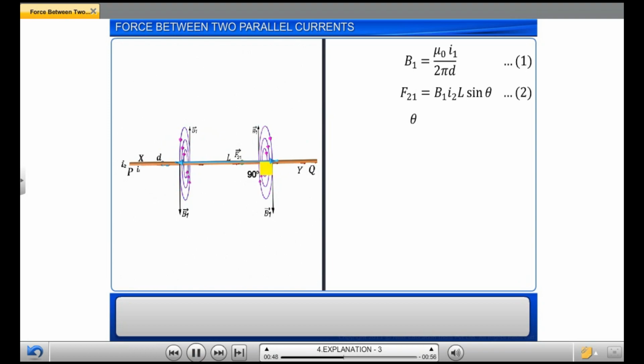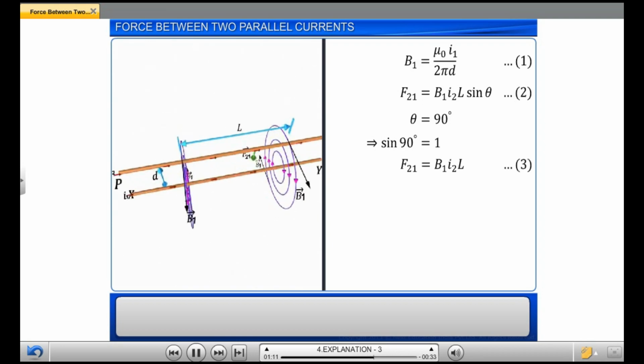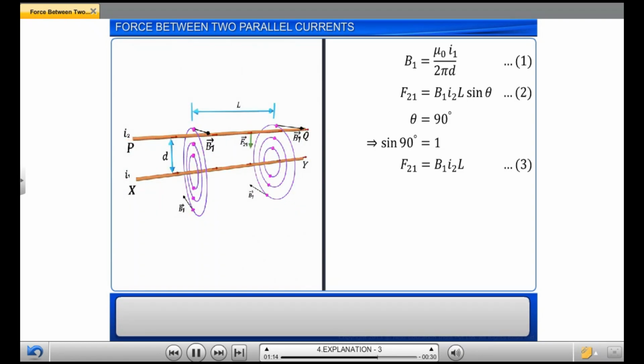Here, theta is equal to 90 degrees and sin 90 is equal to 1. Therefore, the force acting on the segment of the conductor PQ of length L due to the conductor XY is F21 equals B1 I2 L. Let this be equation 3. On substituting the value of B1 from equation 1 in equation 3, we arrive at the expression F21 equals mu naught I1 I2 by 2 pi d into L. Let this be equation 4.